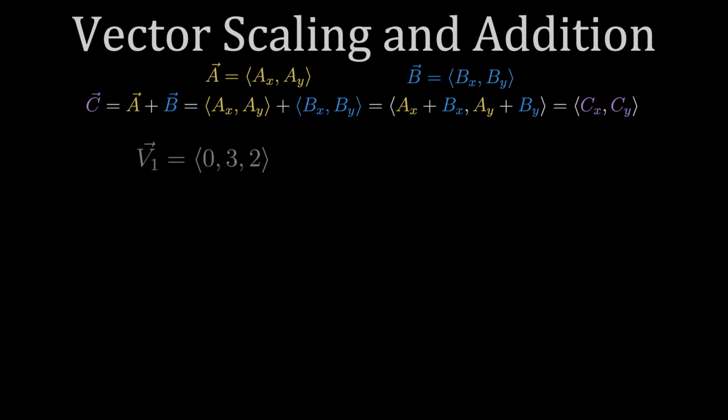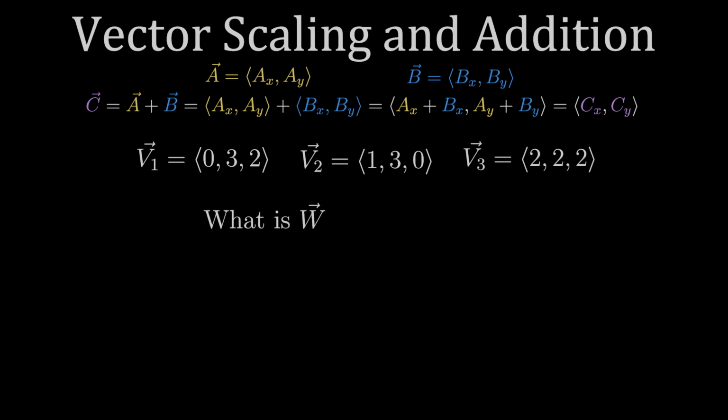If we're given three different vectors, vectors v1, v2, and v3, what is this new vector w if it is equal to 2 times v1 plus v2 minus 3 times v3? Take a moment to pause the video and give it a try.